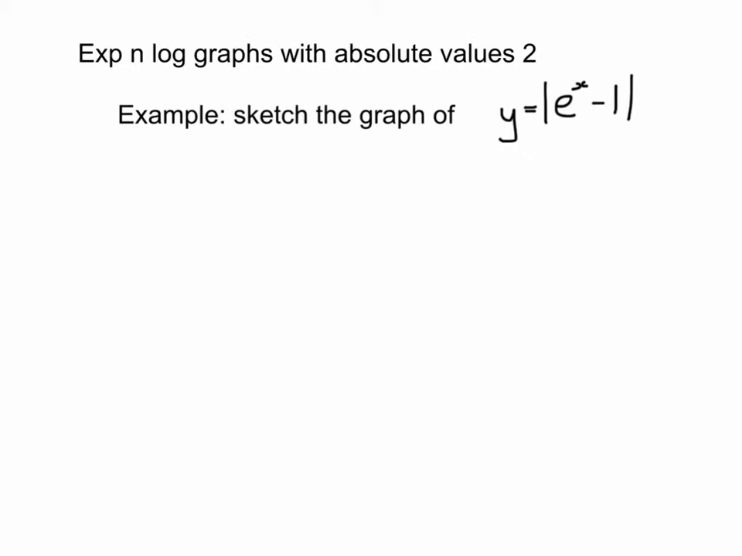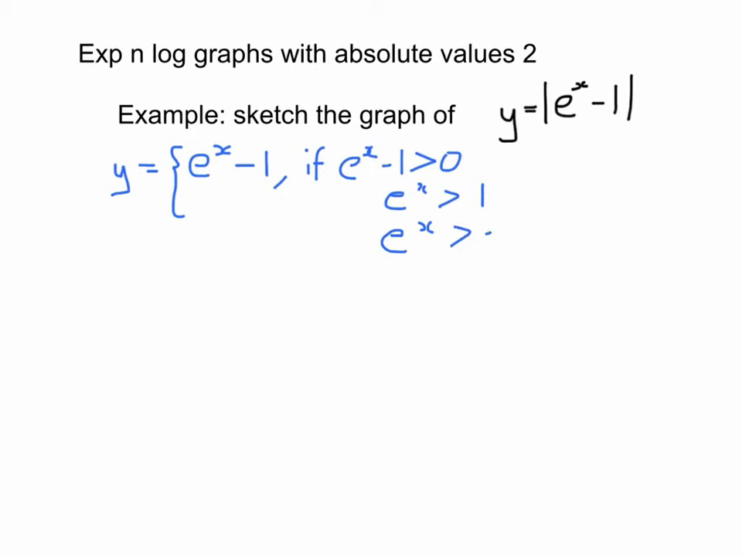So here's another example. Sketch the graph of y equals the absolute value of e to the x minus 1. So if we split that into the rule, that's two parts, then we have the case where everything stays the same if e to the x minus 1 is greater than 0. And that actually means that e to the x is greater than 1, which you can rewrite as e to the x is greater than e to the 0, therefore x is greater than 0.